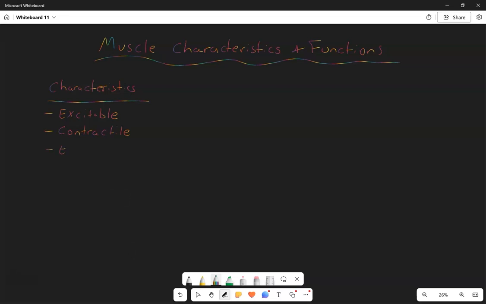They are extensible, so that they do have the ability to stretch a little bit, so that you can extend these cells or lengthen the cells. And they are elastic. And so what elastic means is that they have the ability to recoil after stretching. So remember that there is a difference between extensibility and elasticity. Extensibility is only the ability to stretch, whereas elasticity is the ability to recoil after stretching.